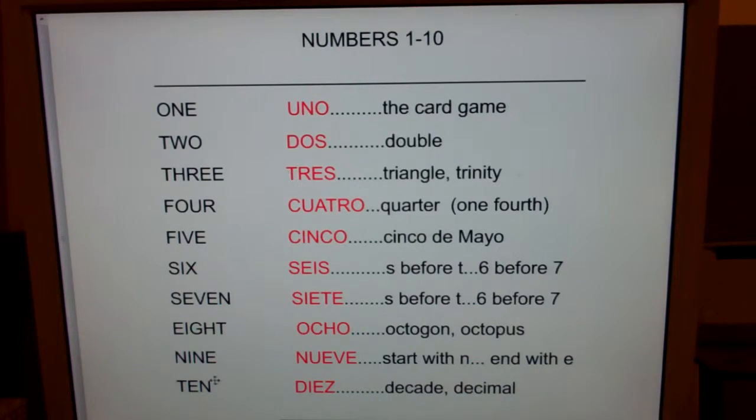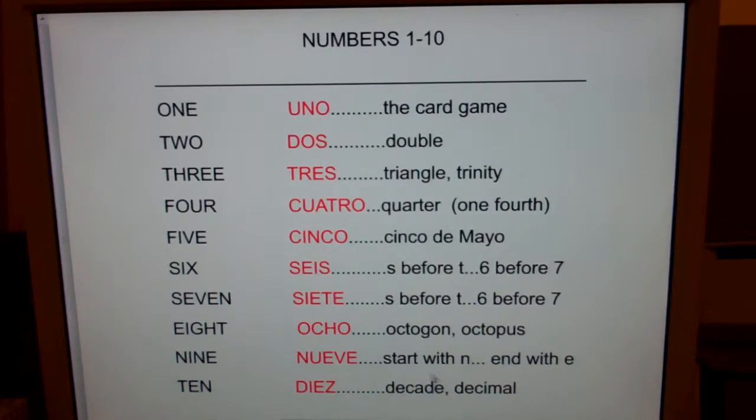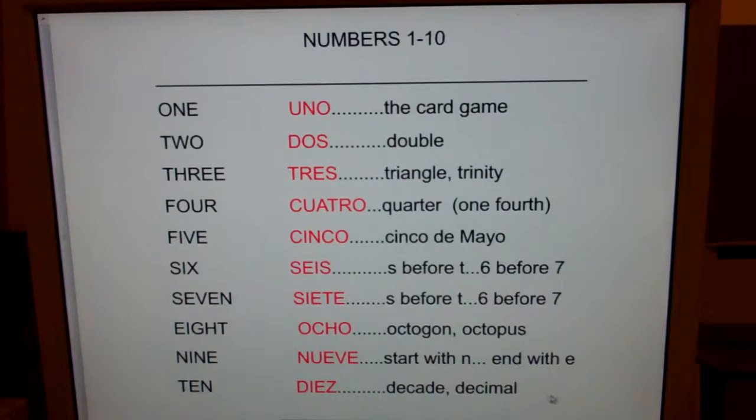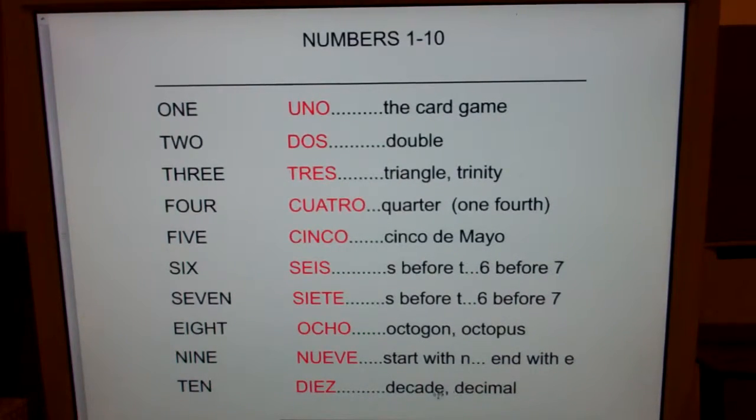Finally, how are we going to remember that 10 is diez? Well, everybody say decade. Decade. A decade has 10 years in it. Now say decimal. Decimal. If you're good at math, you probably understand. Changing the decimal place one position changes the value of the number by a factor of 10. So diez is 10. Just think of our word decade and the English word decimal. All right. Hopefully that will help you remember the numbers in Spanish from 1 to 10.